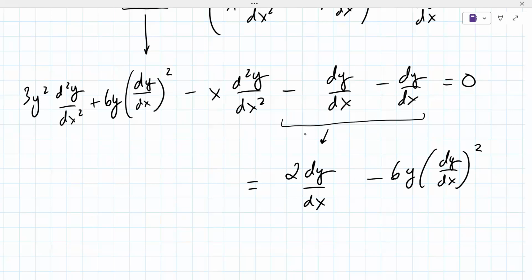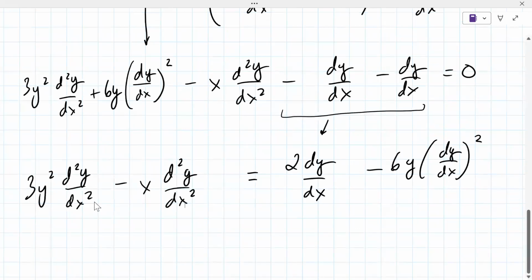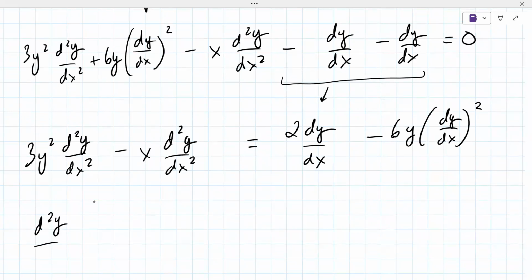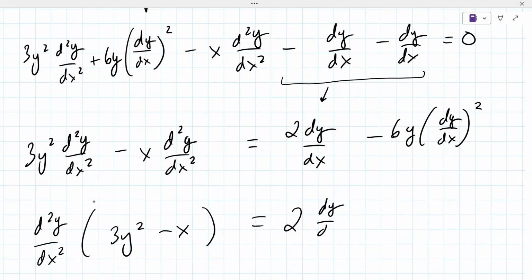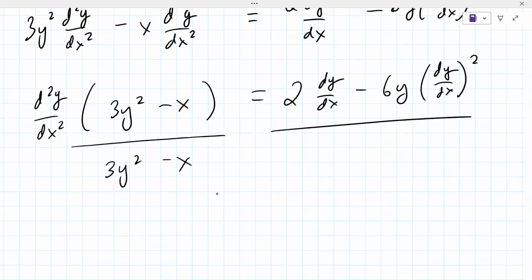And then on the left, it helps to do as much of this as you can without having to rewrite. You're going to factor out d squared y over dx squared from both. There's no calculus again. Calculus is over. This is just manipulating, an awful literal equation kind of stuff. Then you divide by 3y squared minus x.